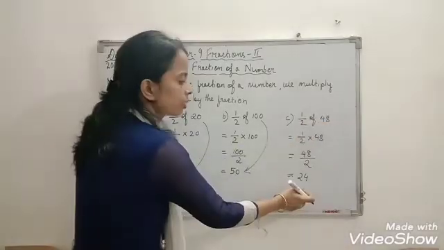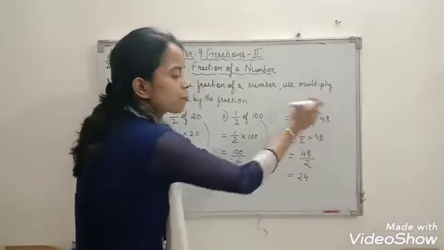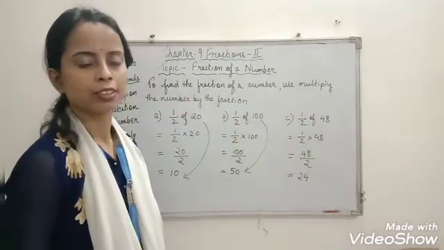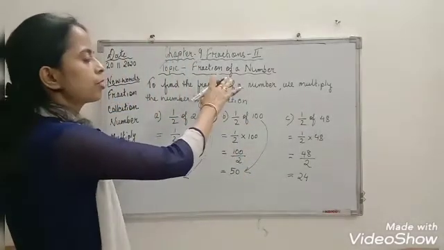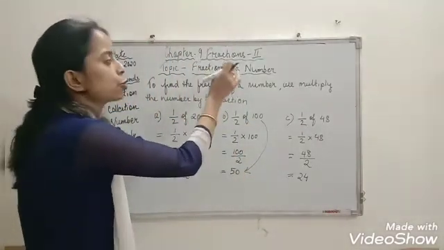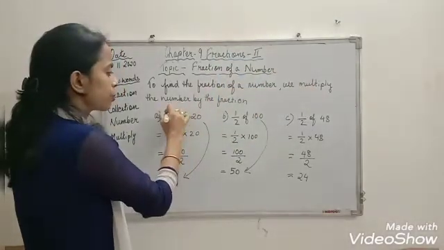Half of 48 is 24. When you multiply 24 by 2, you will get 48. So what have we done here? We have learned how to find a fraction of a number.